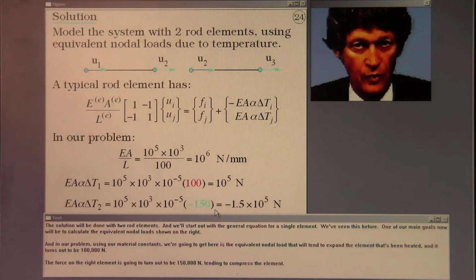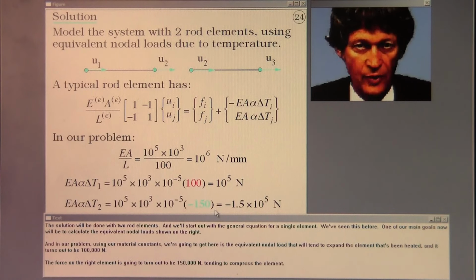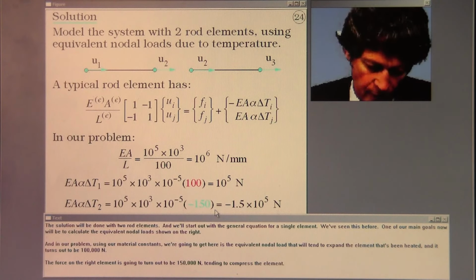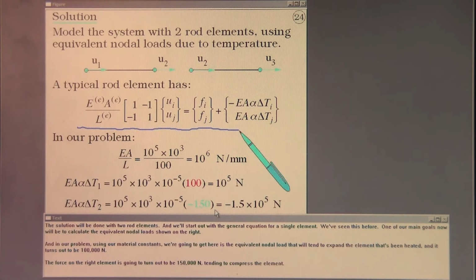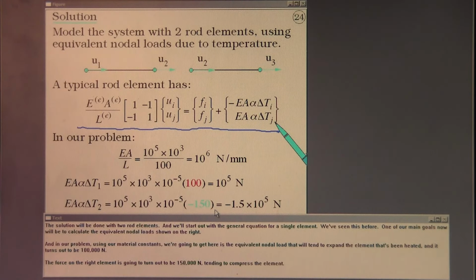The solution will be done with two rod elements, and we'll start out with the general equation for a single element. We've seen this before. One of our main goals now will be to calculate the equivalent nodal load shown on the right. In our problem, using our material constants, here is the equivalent nodal load that will tend to expand the element that's been heated, and it turns out to be 100,000 newtons. The force on the right element is going to turn out to be 150,000 newtons, tending to compress the element.